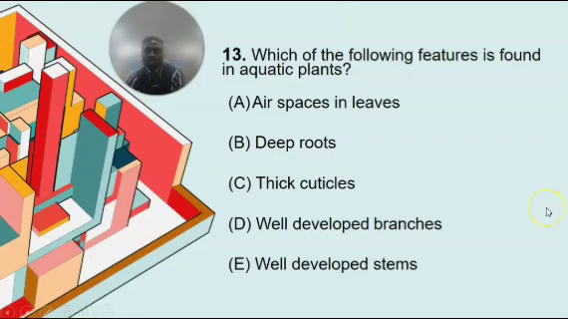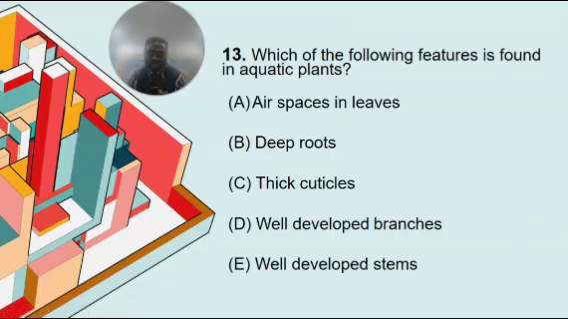Question 13 says, which of the following features is found in aquatic plants? There are plants that live in water. So is it A, air spaces in leaves, B, deep roots, C, thick cuticles, D, well-developed branches, E, well-developed stems? What's the correct answer? The answer is staring right at your face. It is option A, air spaces in leaves. And the reason why they have air spaces in leaves is because they require adequate buoyancy so that they can float on the surface of water.